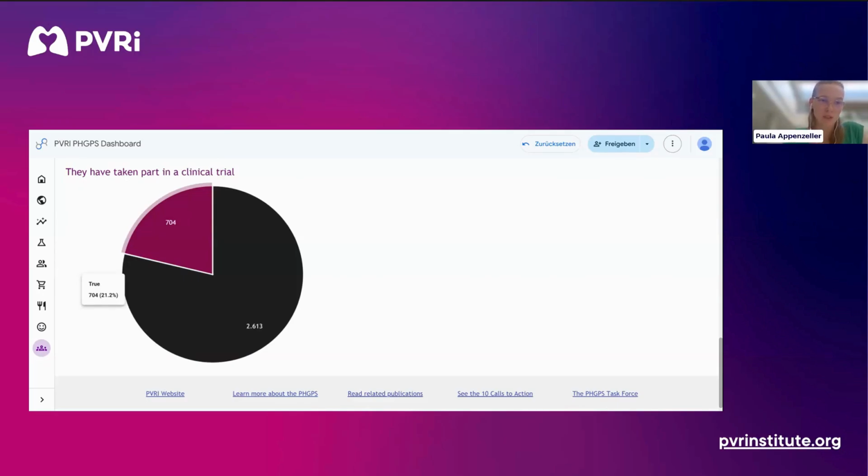But we maybe want to see if this is different for each of the diagnosis groups. So what we're going to do is filter for diagnosis.